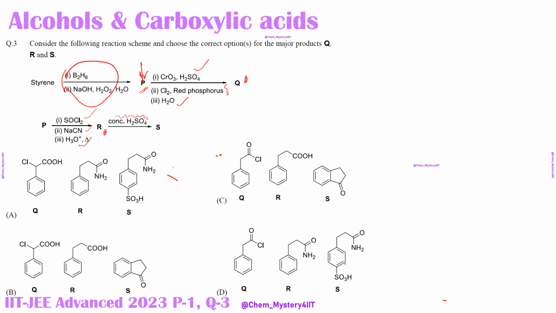Whatever they have asked here was very straightforward: what are these major products Q, R, and S. We have to identify what is compound Q, what is compound R, and then what is S.